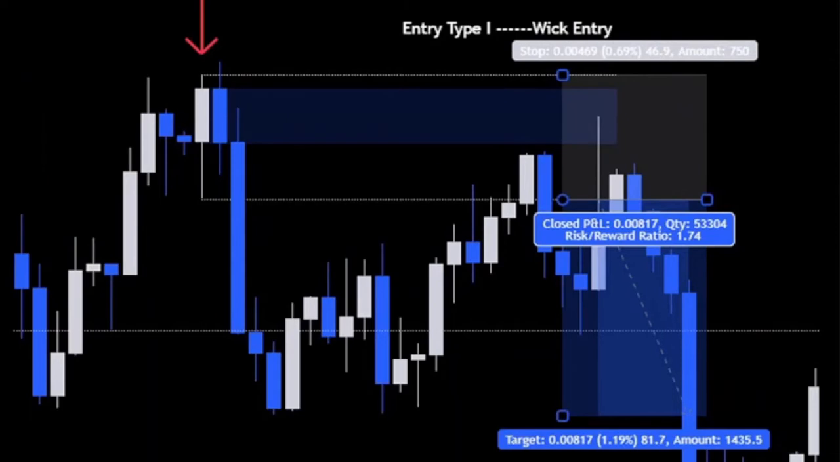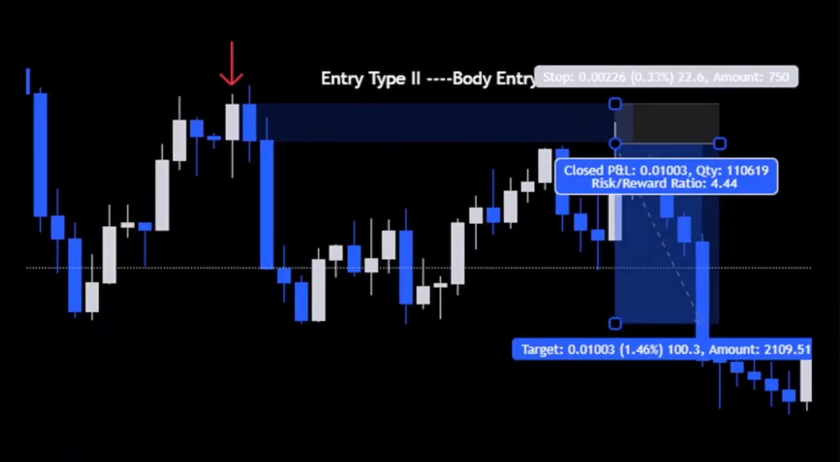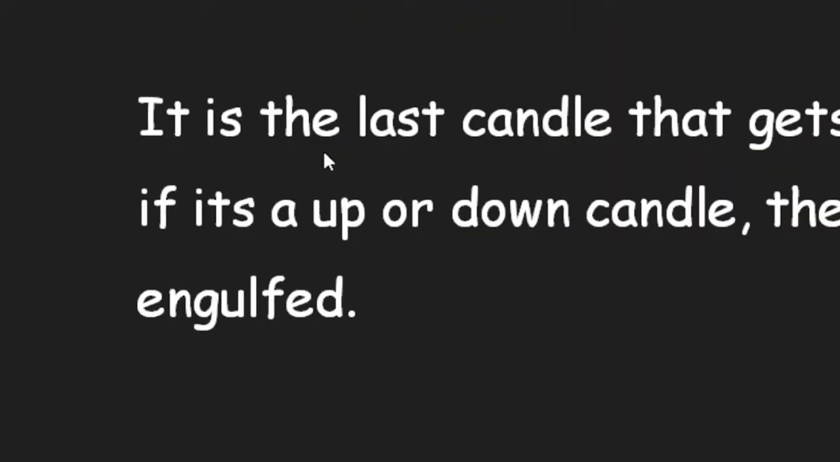The other entry type, the wick entry, is more conservative, as you can see, but has lower risk to reward, and this one is more risky with higher risk to reward, so you just know what you do.